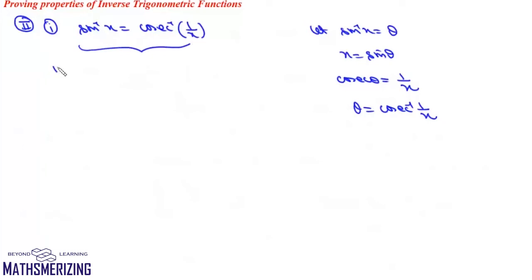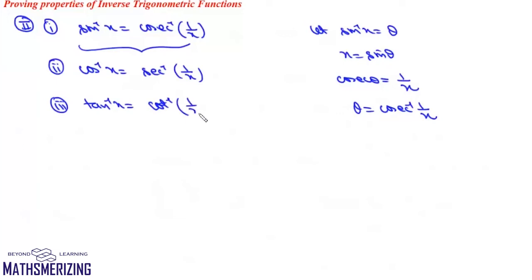And in the same way, we can write cos inverse x as secant inverse 1 by x. And the third one is tan inverse x is cot inverse 1 by x. And here in the third one, we need to remember that this is true only when x is greater than 0, because when x is a negative number, there is a difference in quadrant for tan inverse and cot inverse. So tan inverse x is equal to cot inverse 1 by x only when x is a positive number.